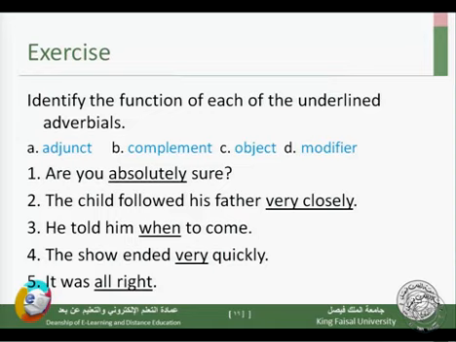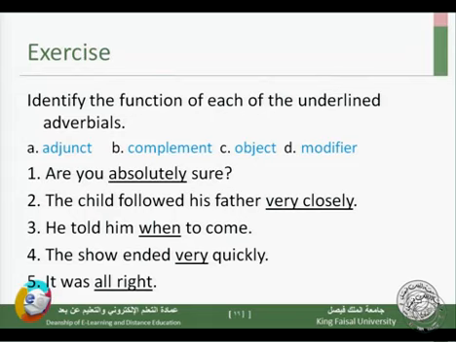Number 4, the show ended very quickly. Very quickly, here we have an adverb phrase, an adverbial. So quickly here is an adverb, very is another adverb, it modifies quickly, and so here we have very as a modifier. In number 4, the correct choice is D.